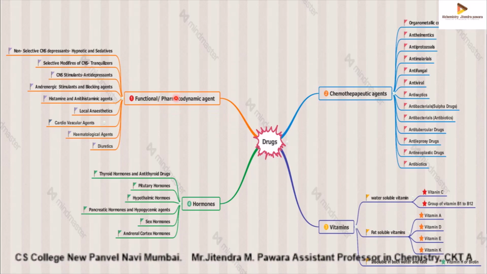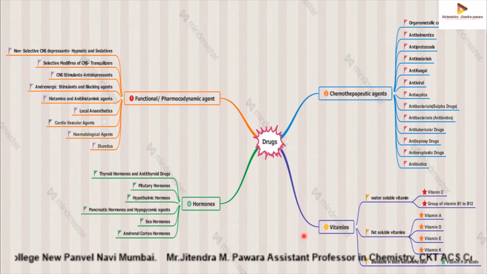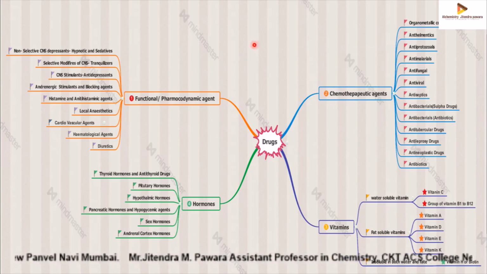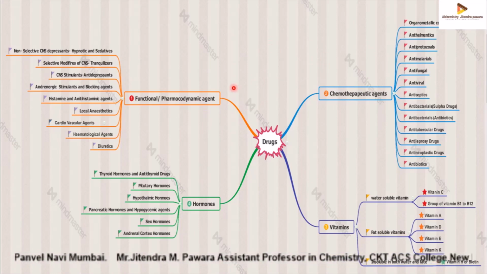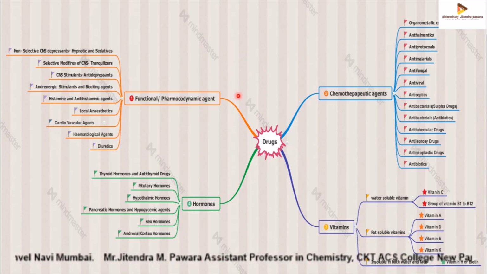Drugs have been classified into four broad types: functional drugs, chemotherapeutic agents, vitamins, and hormones. To prepare this image, I have used the Mind Master app. You can also use this Mind Master app to remember such things. By using this app, you can prepare any image, and after preparing that, you can easily memorize it. So now by looking at this image, you can easily remember the classification of drugs.